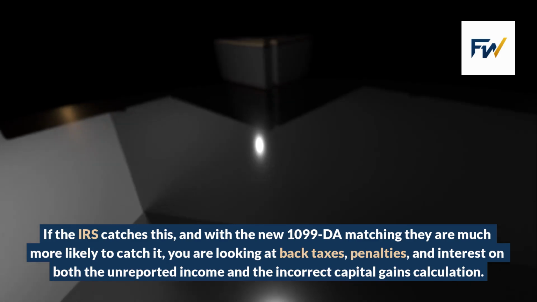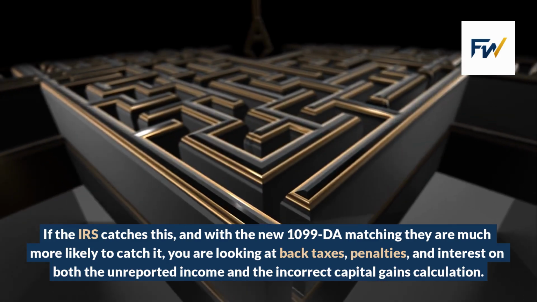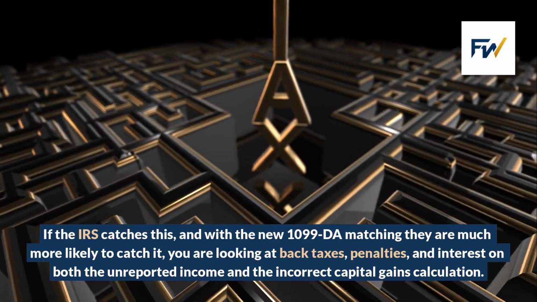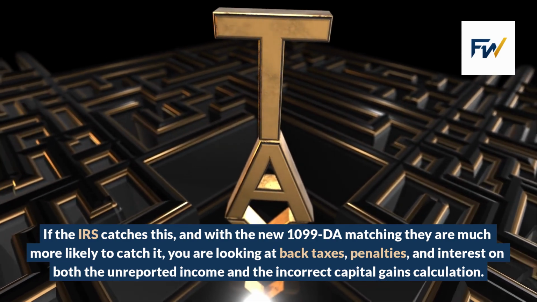If the IRS catches this, and with the new 1099-DA matching, they are much more likely to catch it, you are looking at back taxes, penalties, and interest on both the unreported income and the incorrect capital gains calculation.